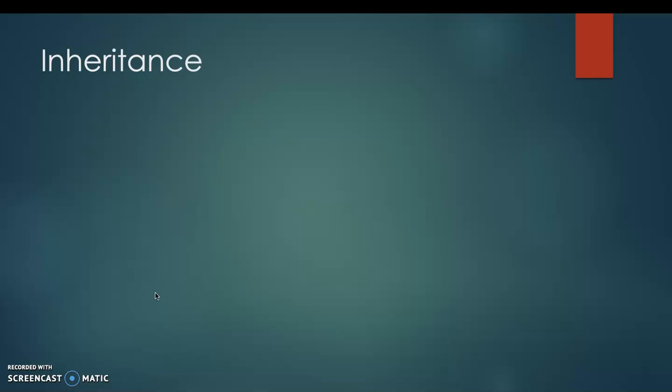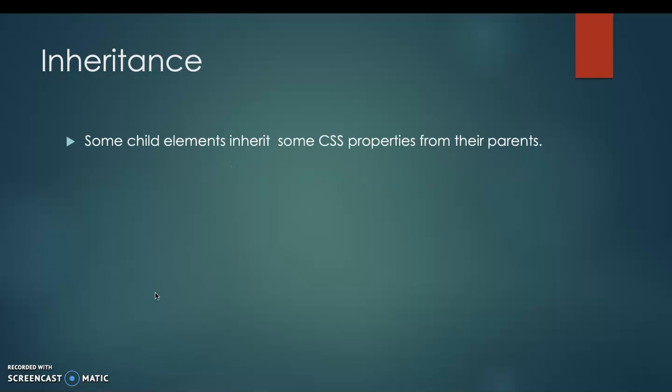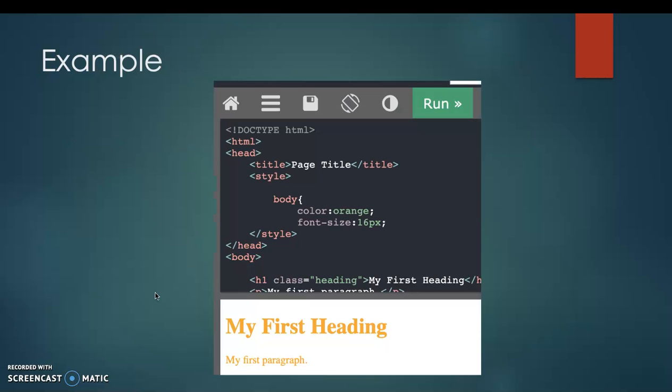So next we'll talk about inheritance quickly. Inheritance is simply that some child elements inherit some CSS properties from their parents. A brief example here is that I have the body element. I've given it a few properties, the color orange and the font size of 16. Now, if we look at what we have down here, I have an H1 that says my first heading. That is not the body element, it is an H1 element.